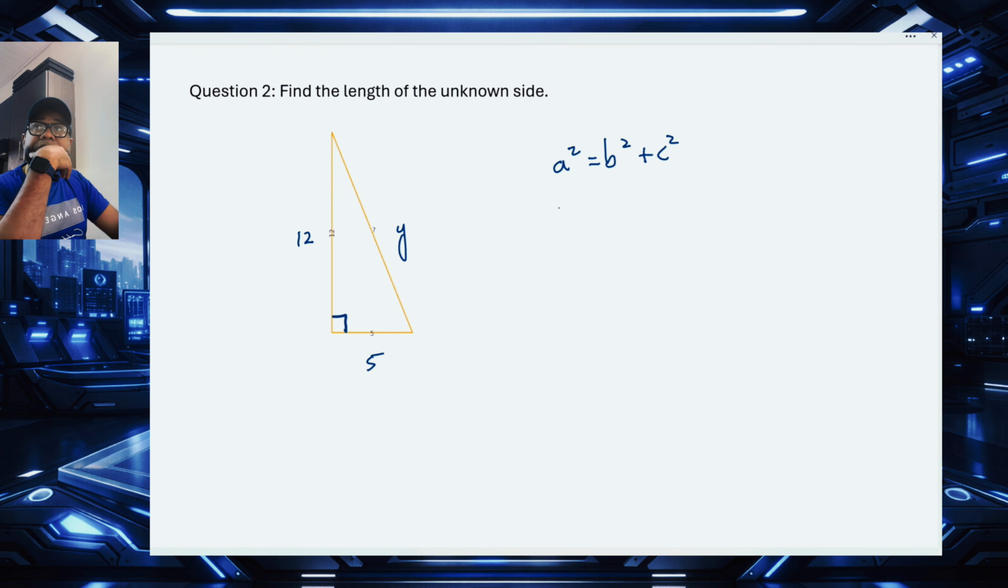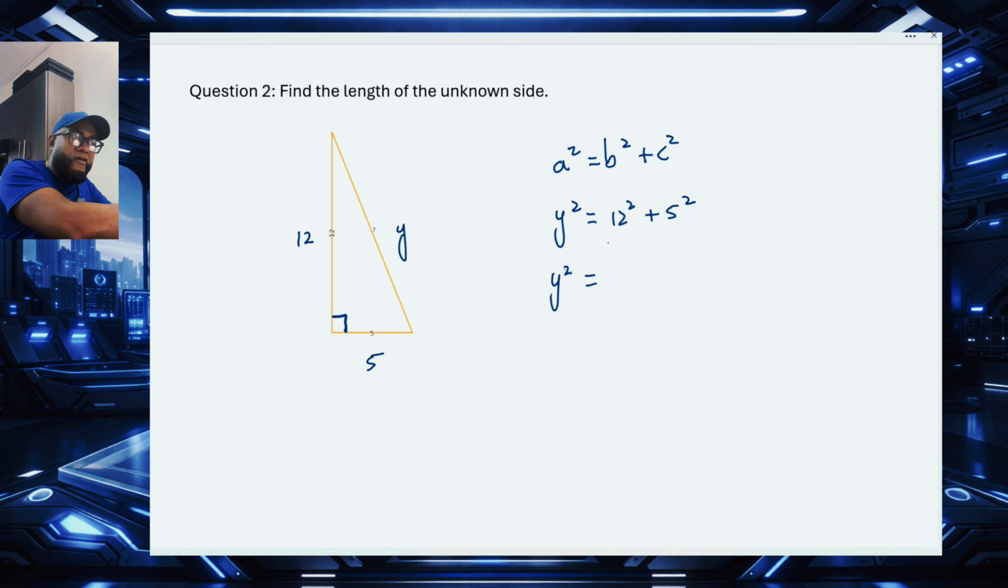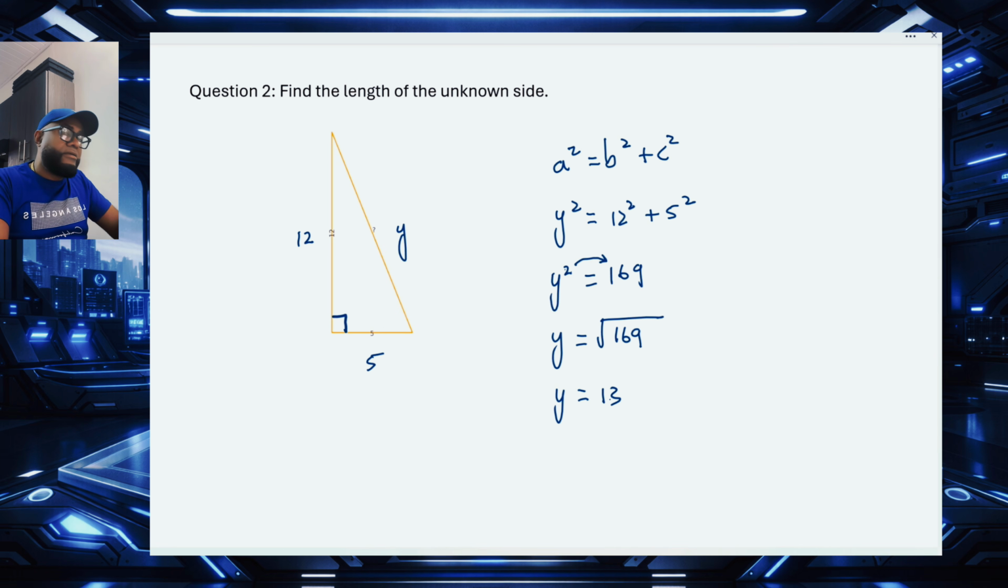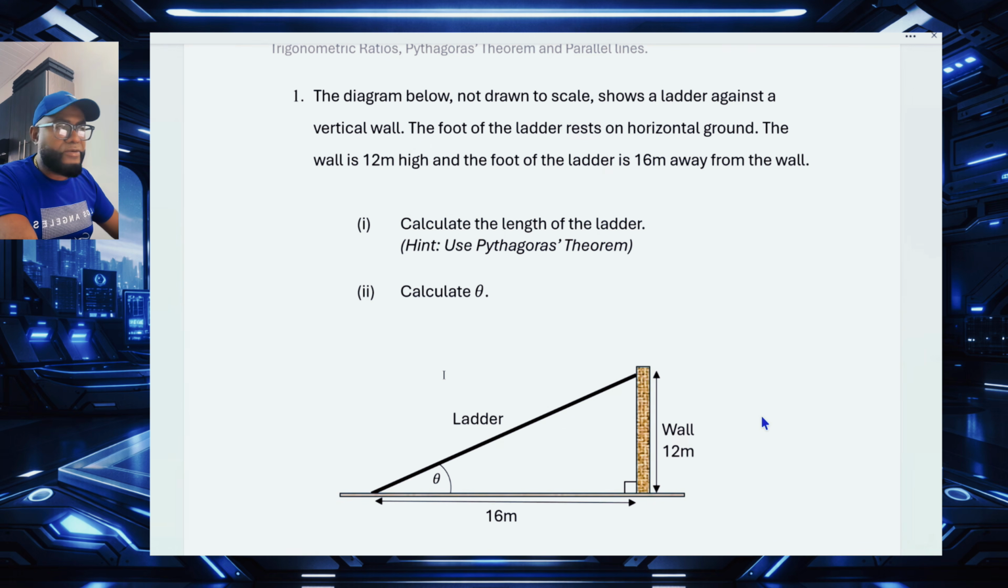So let's put it in here. A and B, anyone can be anyone: 12 squared plus 5 squared. So y squared will be equal to, give me the final answer, 144 plus 25. That is 169. We do the opposite of squared here, which is square root. The square root of 169 would be 13. Everybody good there? So this is how the questions are done in real life.